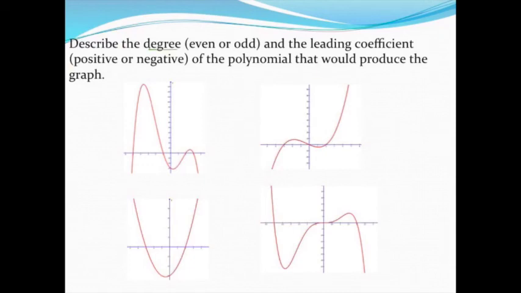To determine the degree of a polynomial, as well as whether its leading coefficient is positive or negative, we're going to look at the end behavior of our graphs. In other words, what do the ends of the graphs do? So for example, in this first polynomial, the ends of the graph both point down. If the ends of your graph point in the same direction, you're going to have an even degree polynomial.